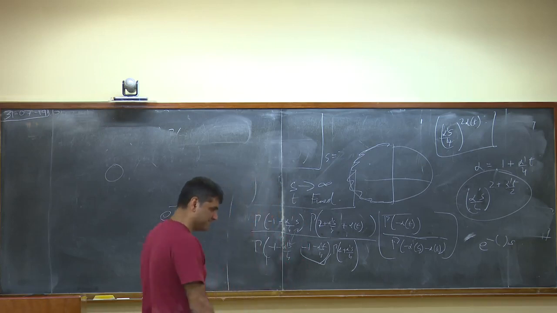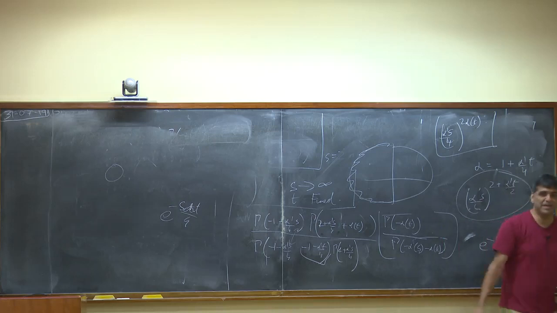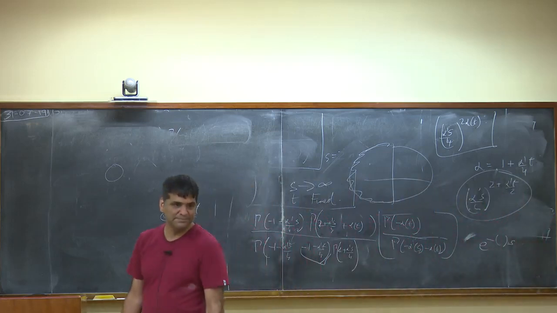So, why does this not tell us this? Because this is purely classical. Why does Einstein not tell us? Einstein's scattering scale is like S squared.